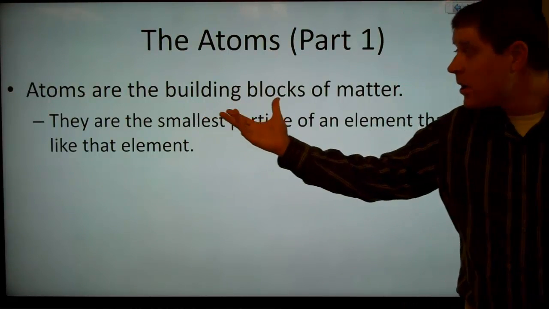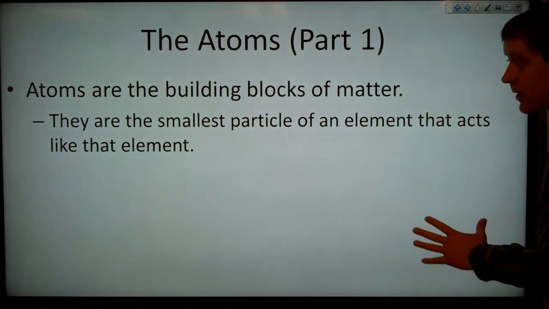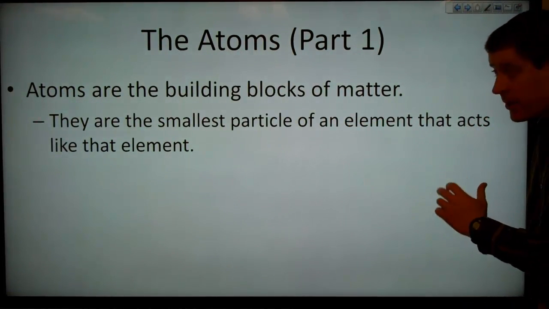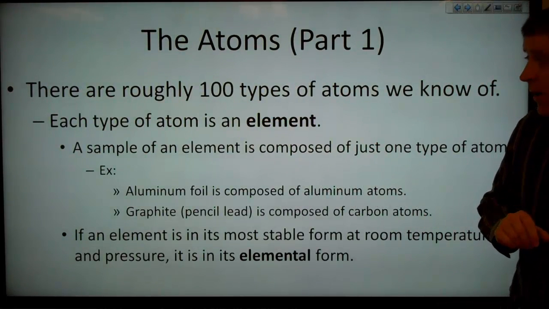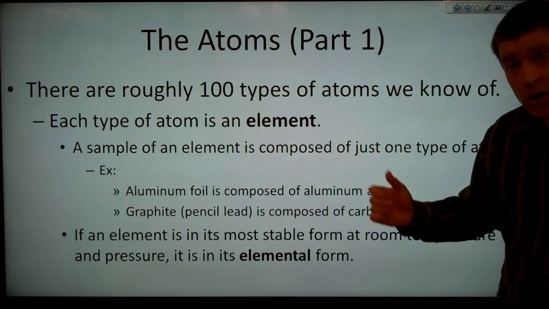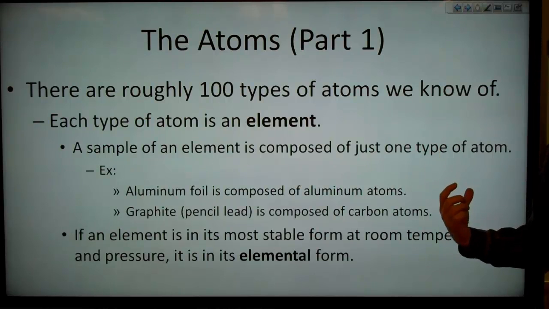So, atoms are the building blocks of matter. These are the smallest particles of an element that act like that element. There are roughly 100 types of atoms that we know of, and each type of atom is what we call an element. And a sample of an element is composed of just one type of atom.